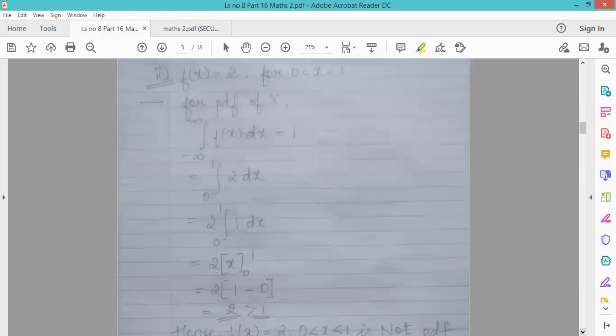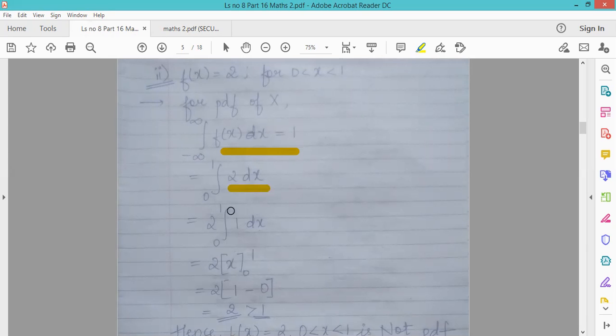So f of x is equal to 2, given. For a PDF, as usual, you have to first write the condition: the integral from minus infinity to infinity of f of x dx should be equal to 1. So f of x is given to us as 2, so we'll put the integral from 0 to 1 of 2 dx.